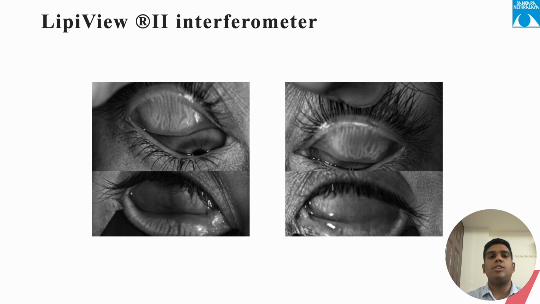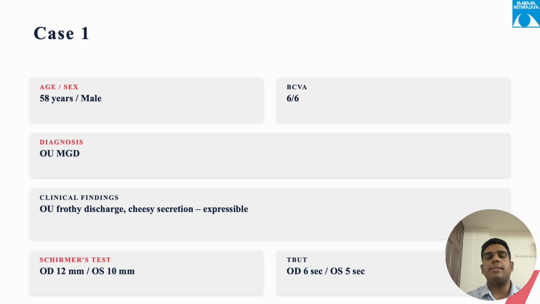Normal glands appear as long, vertical, parallel, extending across most of the tarsal plate as shown in these images. Let us see some case examples. This is a 58-year-old male with a best corrected visual acuity of 6/6 in both eyes. He presents with meibomian gland dysfunction characterized by frothy discharge and cheesy secretions, which will be shown in the next slide.